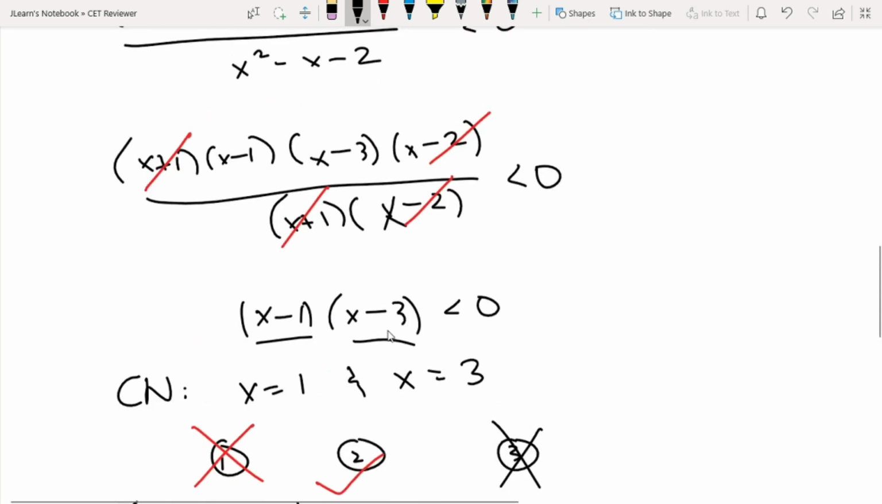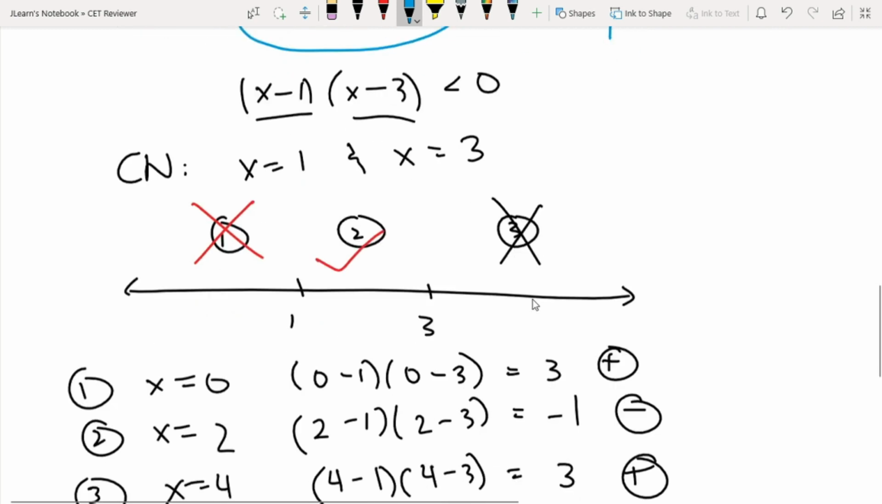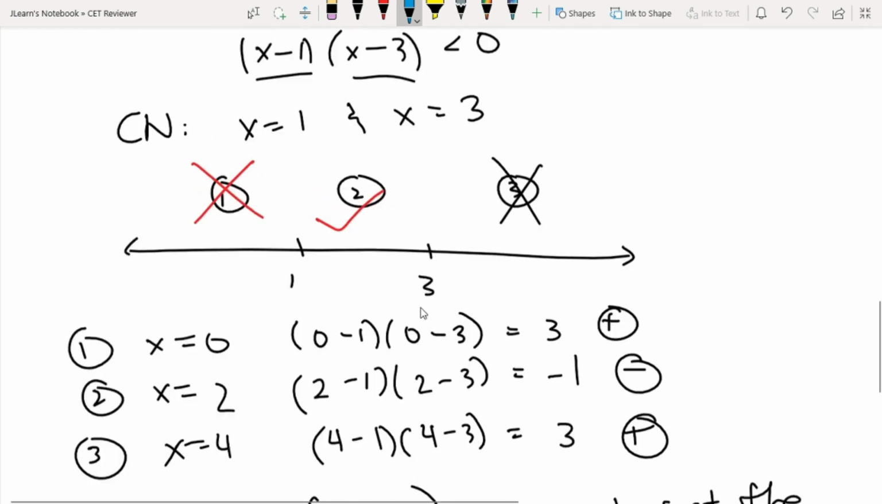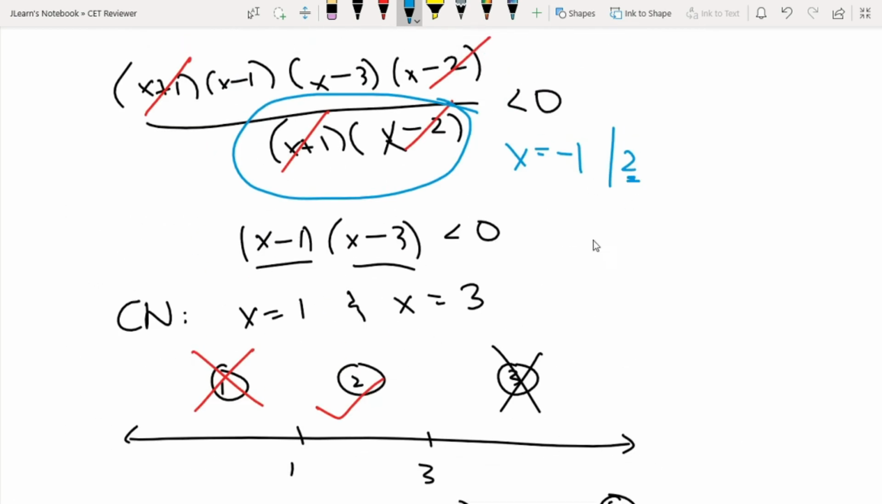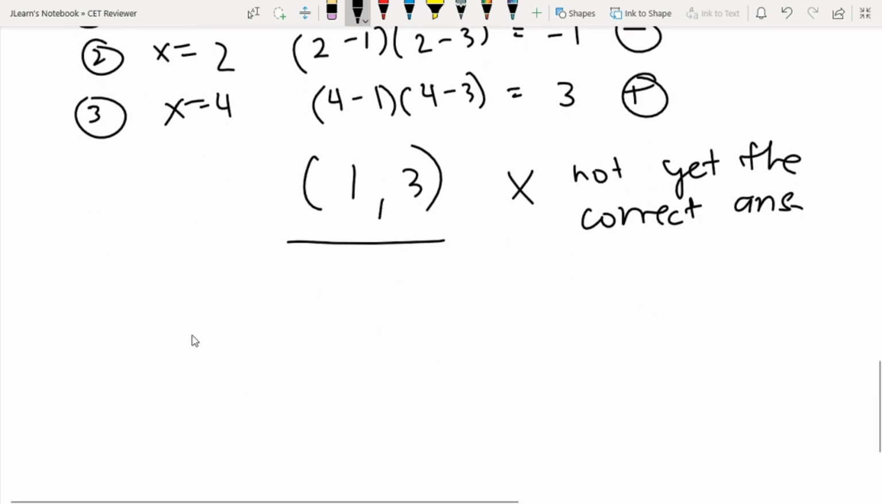Dito, nung nag-simplify tayo, kinancel natin yung x plus 1 and x minus 2. And actually, sila ay nakakapagpa-0 sa denominator kapag ka x is equal to negative 1 or 2. Tama? Nagkataon na yung sagot natin dito, yung interval na 1 to 3, hindi kasama yung negative 1. Tama? So, hindi niya mapapa-0 yung denominator. Pero, nakasama niya yung 2, no? Na makakapagpa-0 ng denominator. So, we always take into consideration yung original natin na fraction or rational na inequality. Okay? Hindi yung simplified, no?